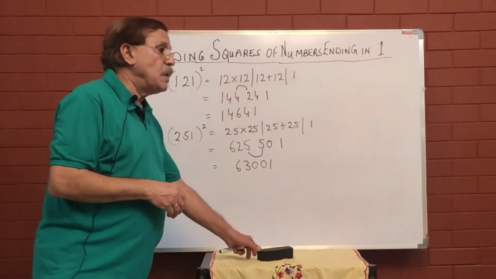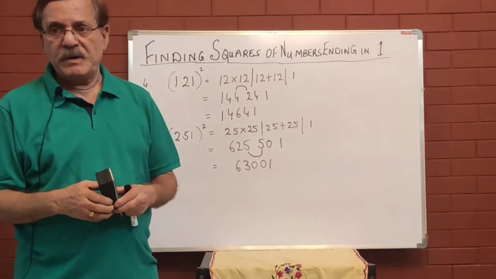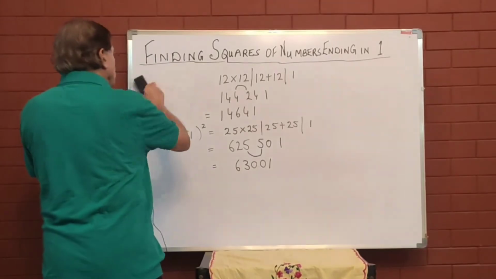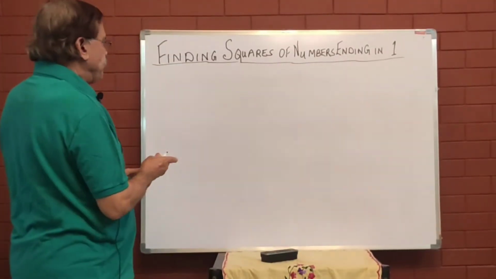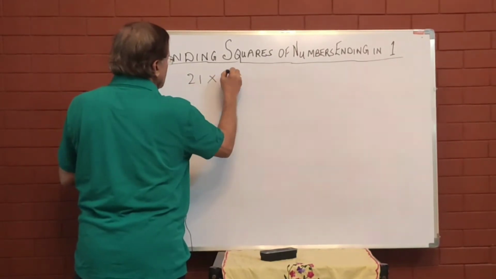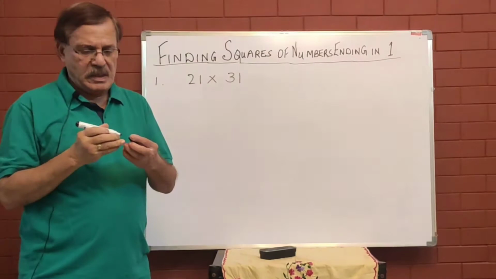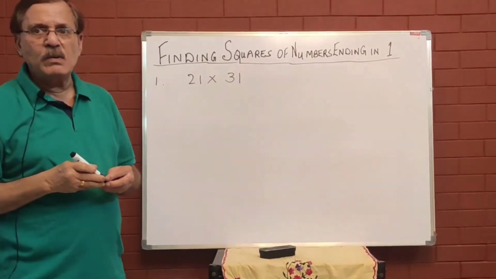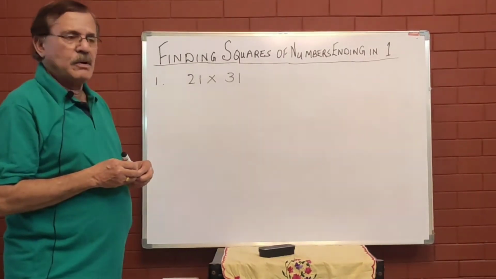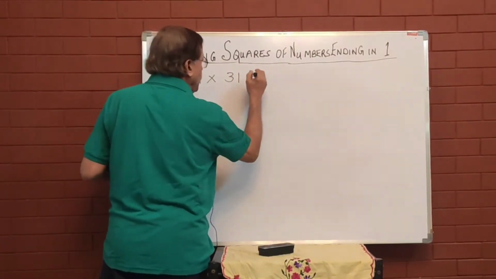Now, what about two different numbers which end with 1? We can take those numbers also. For example, 21 multiplied by 31. Now can you see that both these numbers end with 1? 21 ends in 1 and 31 ends in 1. The technique is the same as what we were doing earlier. That is, we multiply 2 by 3.